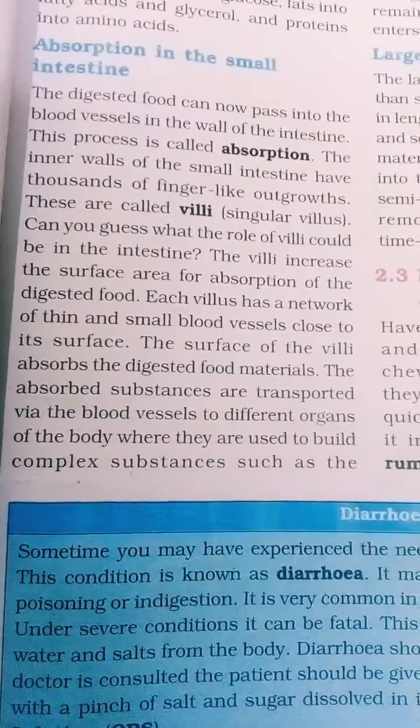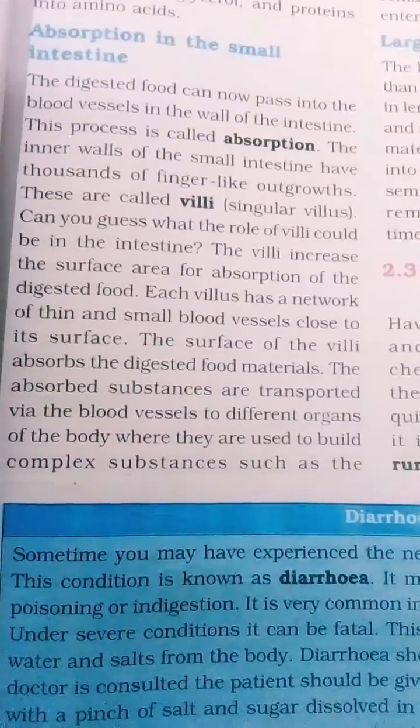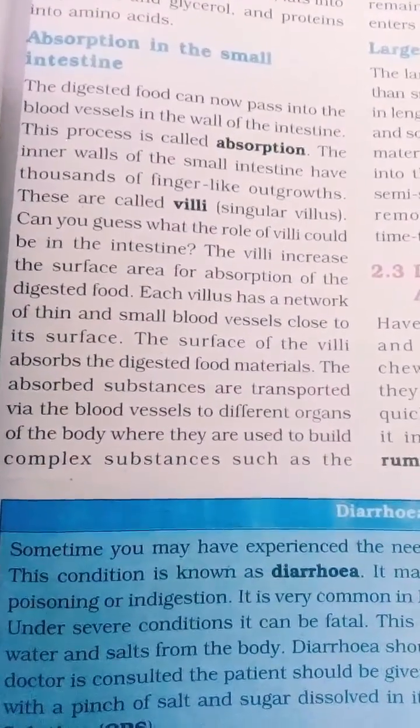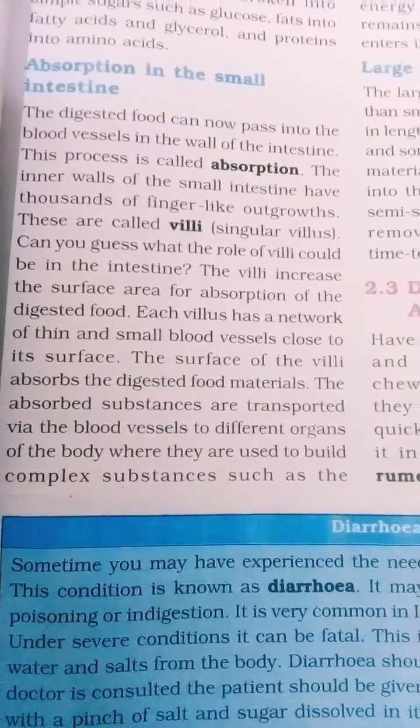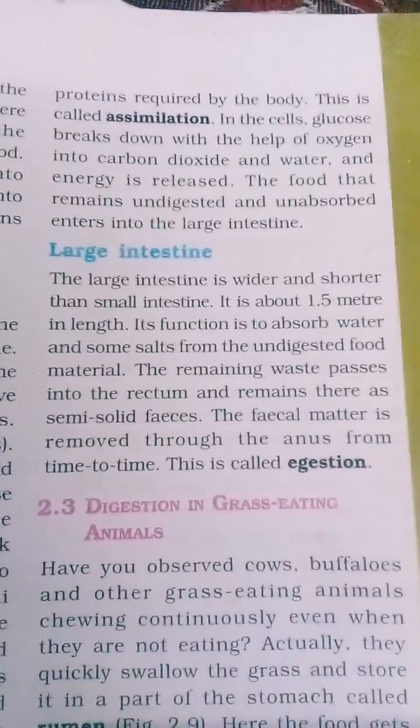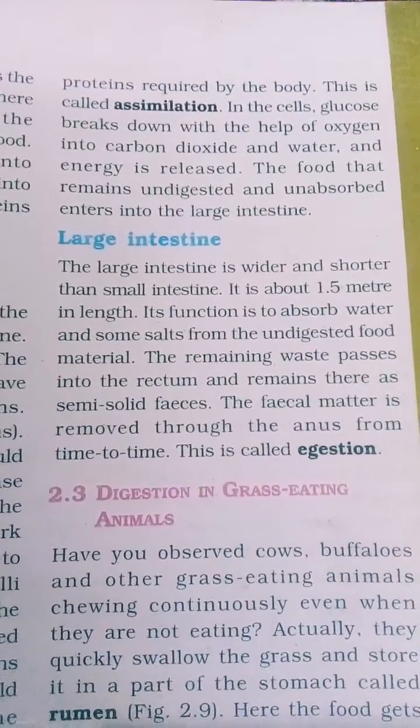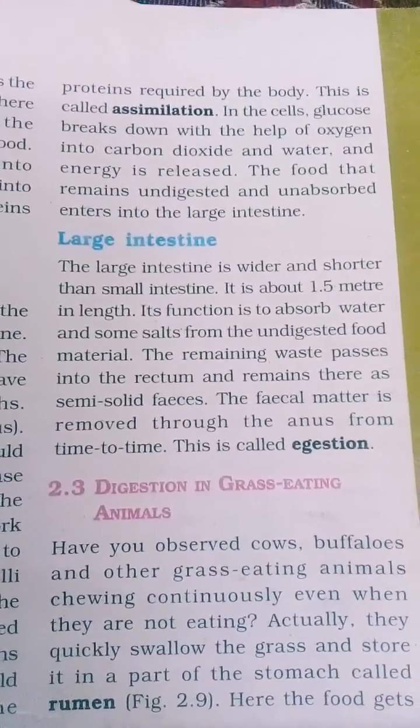Now absorbed substances are transported via blood vessels to different organs of the body, where they are used to build complex substances such as proteins required by the body. This is called assimilation in the cells. What we call this? Assimilation.